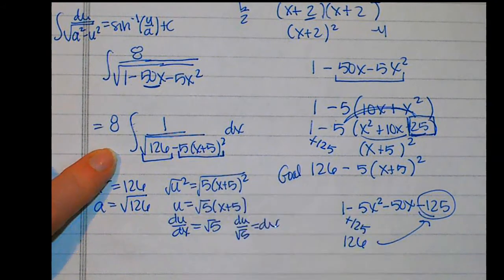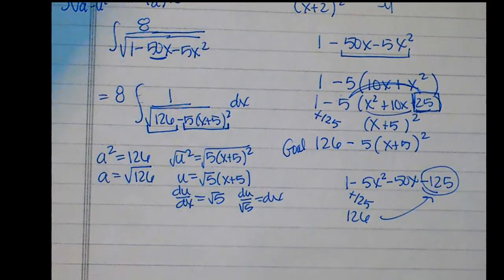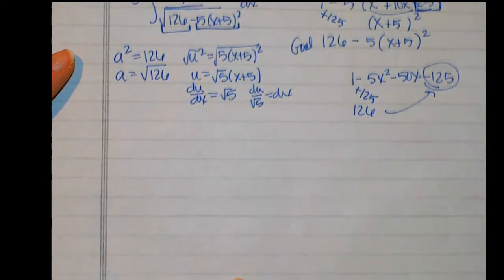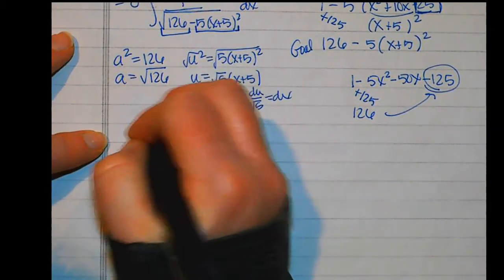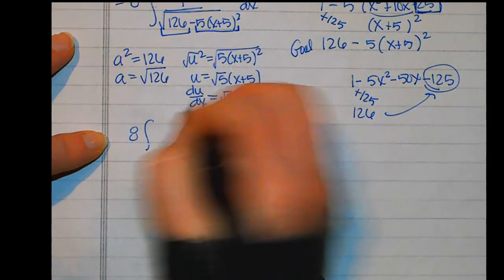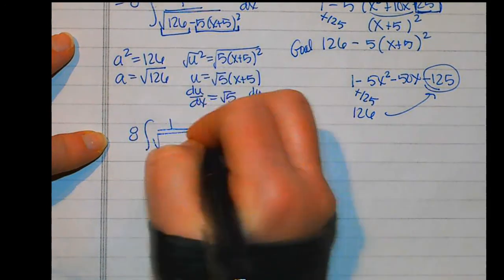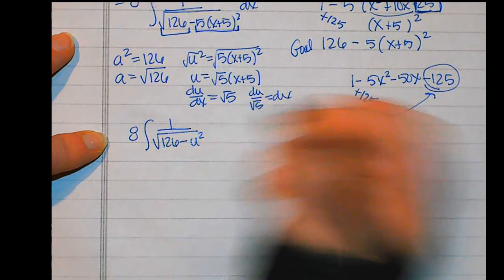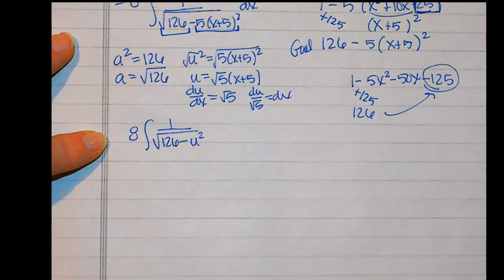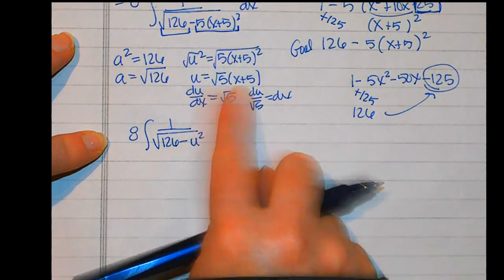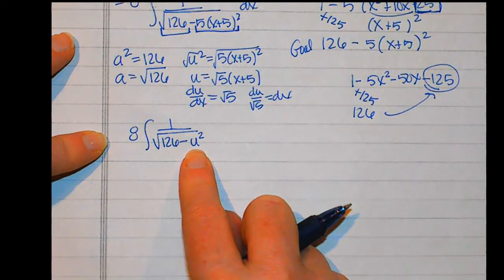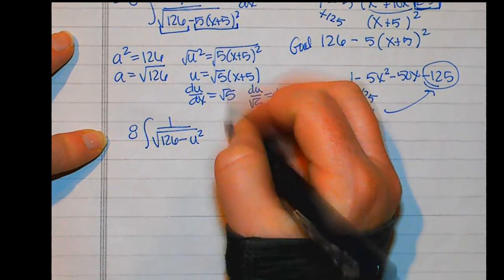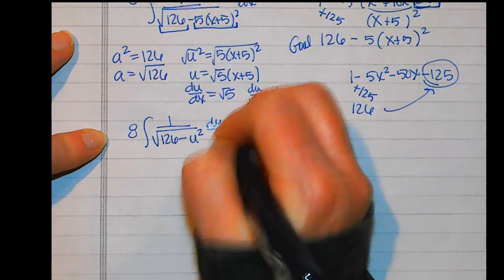I'll write it pretty. Here it goes. Because I really don't want you to miss it. If I write it pretty, it's going to be 8 times the integral of 1 over the square root of 126 minus u squared, because I replaced u with this and I squared it. And now I'm going to replace dx with du, so it's going to be du over the square root of 5.